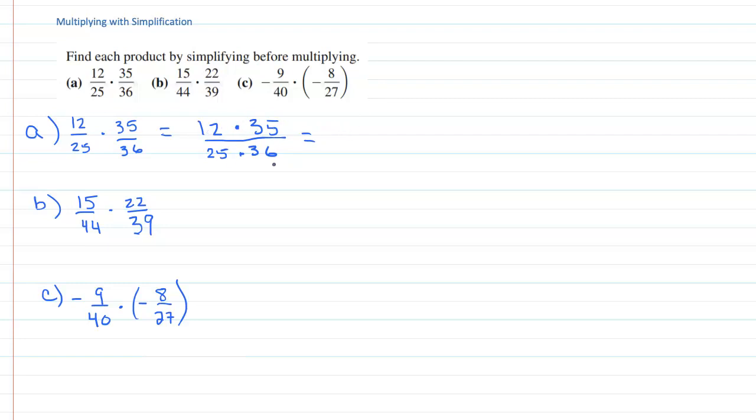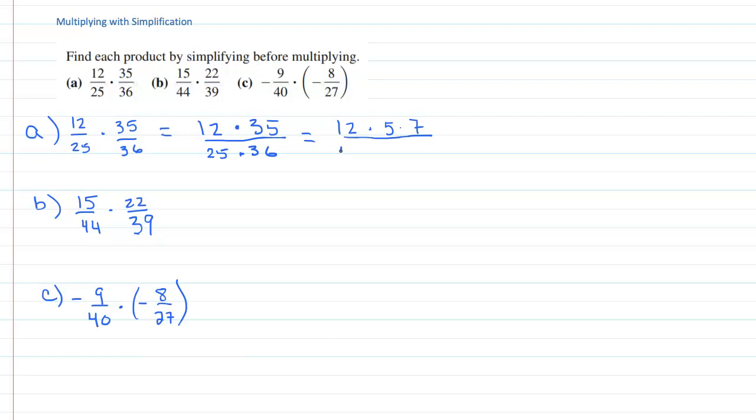So I know that 12 and 36 both share 12, 35 and 25 both share 5. So I'm going to go ahead and take those numbers out. So I get 5 times 7. And again, like I said last time, this requires some practice with factors and the multiplication table.